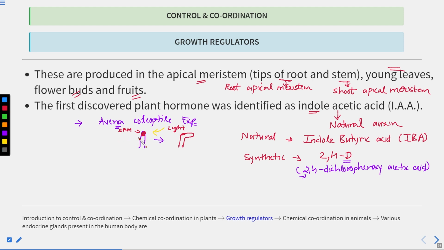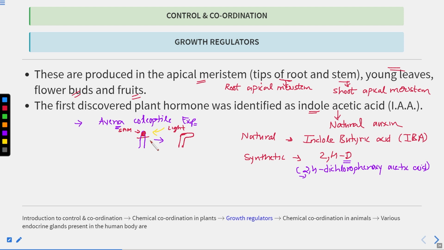So what they did, they cut this shoot apical meristem and placed it on an agar block, and the auxin diffused into the agar. Then they kept this agar on another coleoptile in which the shoot apical meristem was removed. And what happened when they kept this agar block on that coleoptile? There was again development of the curvature, and it was because of the presence of the auxins.